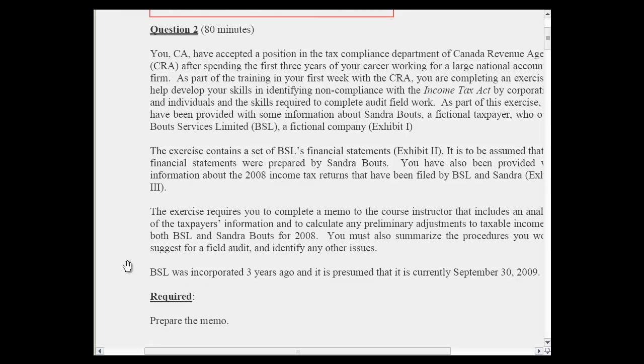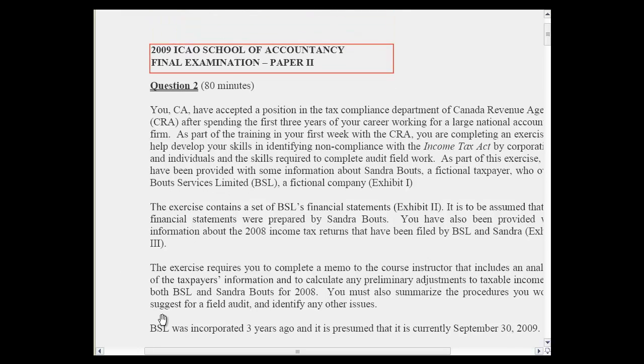Okay, so this is an exam question from the ICO from 3 years ago, right? So again, I am not blowing smoke up your anywhere. This is what you're going to see in the future. This is not make believe.